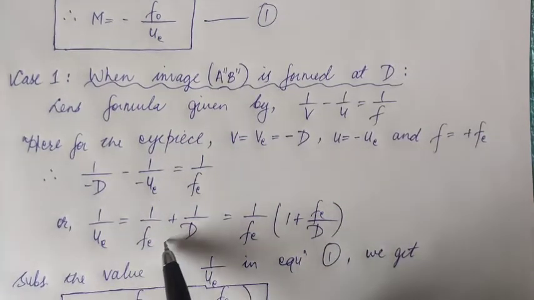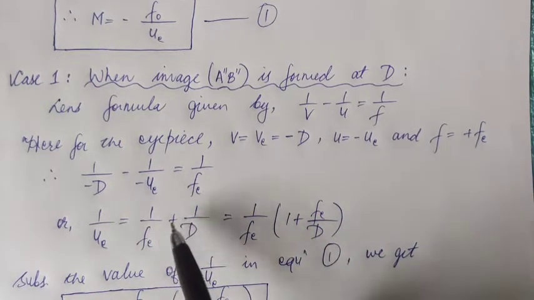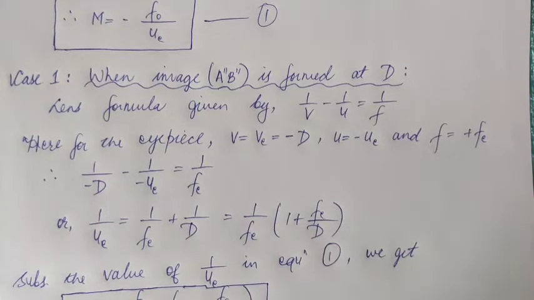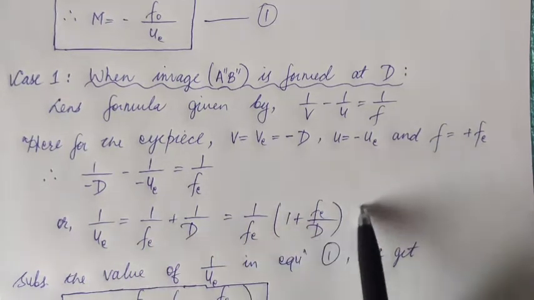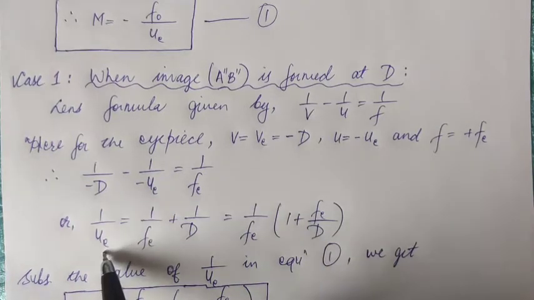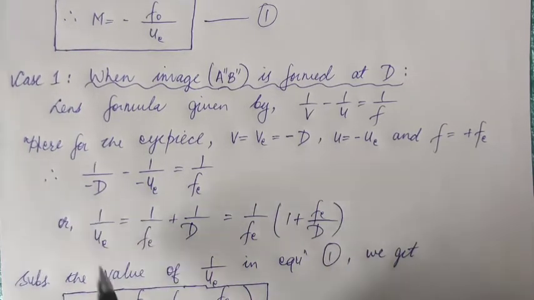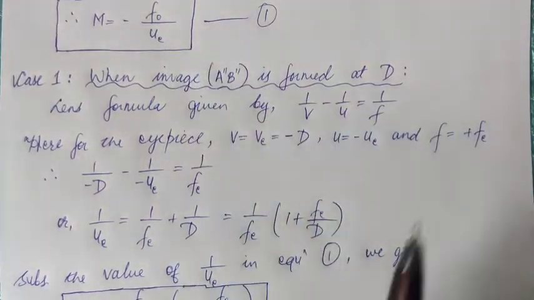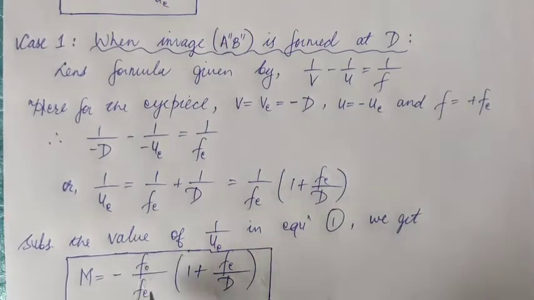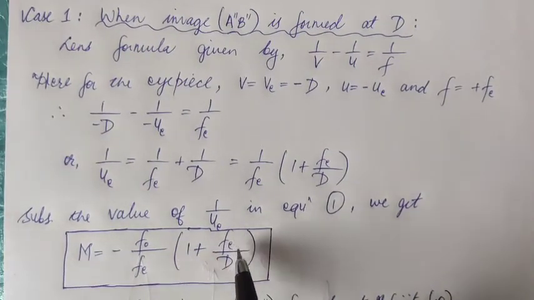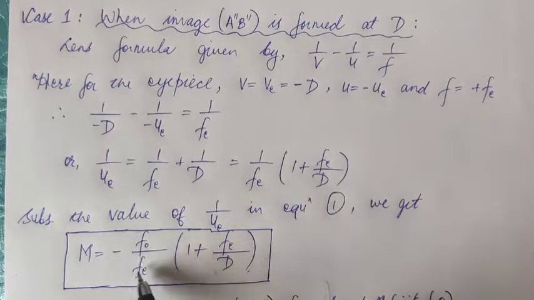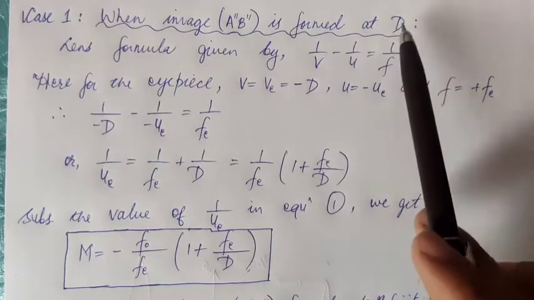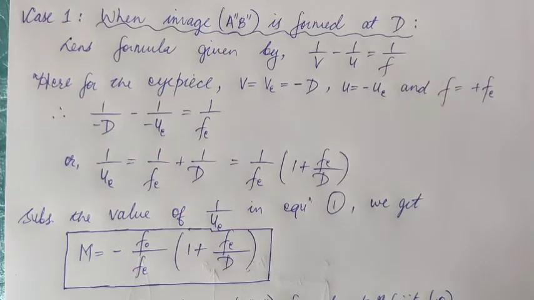Rearranging, please check the mathematics. So 1 by UE is this much, and we've taken out 1 by FE common from here. So we are left with 1 plus FE by D. Now this is the value of 1 by UE, which we substitute in equation number 1 here. So what we get is the magnifying power is minus f0 by FE into 1 plus FE by D. This is the value of the magnifying power of the refracting telescope when the image is formed at least distance of distinct vision.